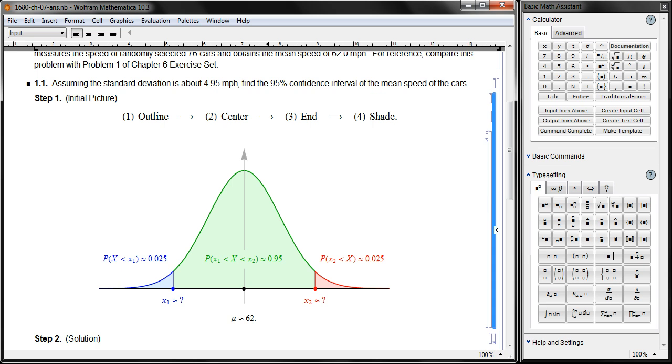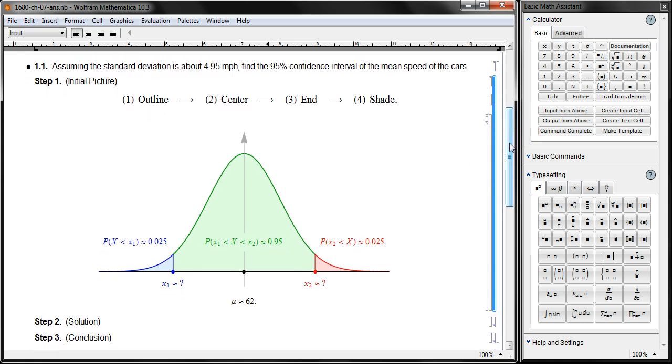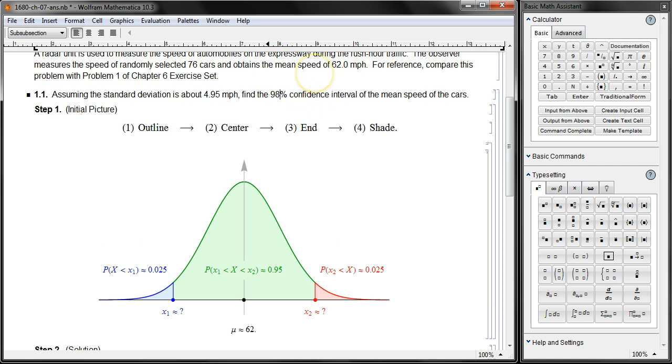So here is the initial picture. The middle has to be 95%. Well, this is review, so let's use a little bit different figure. For example, if I change this into, say, 98%, then this middle number should be changed to 98%. This one here is half of the remaining 2%, so 1% to the right, 1% to the left.